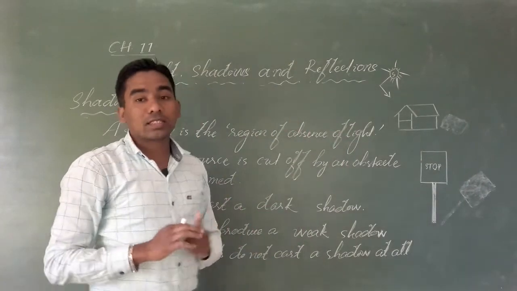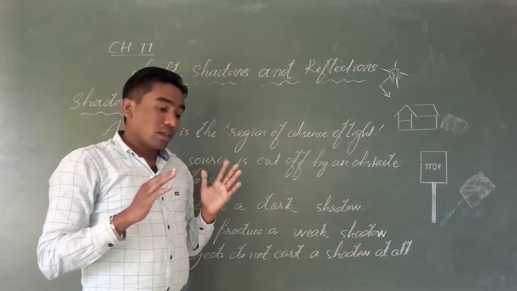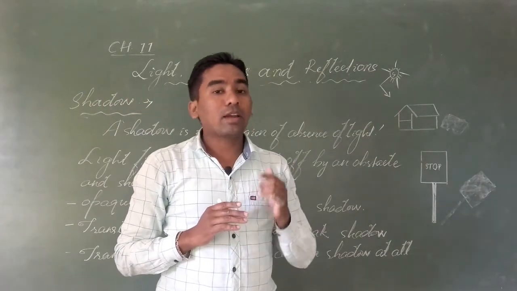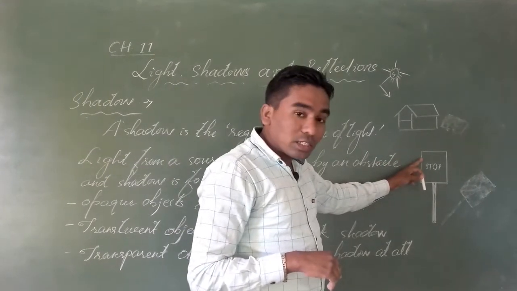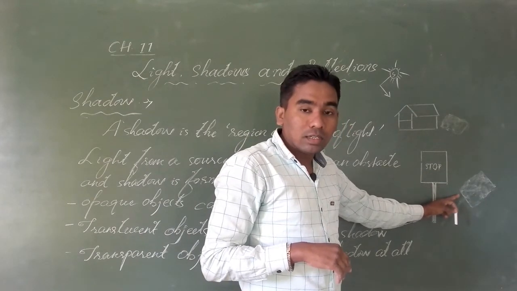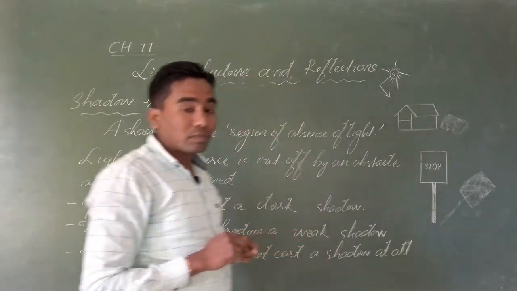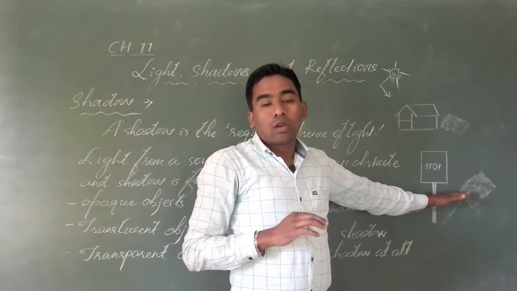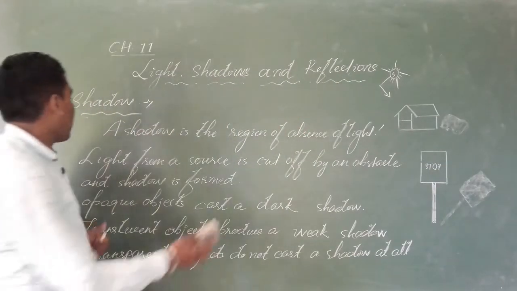And what exactly is the shadow? Shadow means an image formed by an object. If the light passes from this direction, here is the absence of light, that is why a shadow is formed. And how is the shadow formed? What are the different things necessary for a shadow to form?